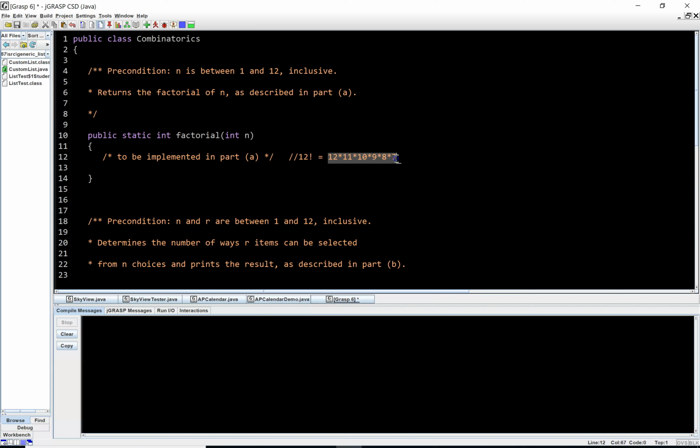But what's true is that this number is still within bounds. It's still within the limits of what you can store in a data type of type integer. So there are restrictions when you're storing variables on what the biggest number you can store on that variable.